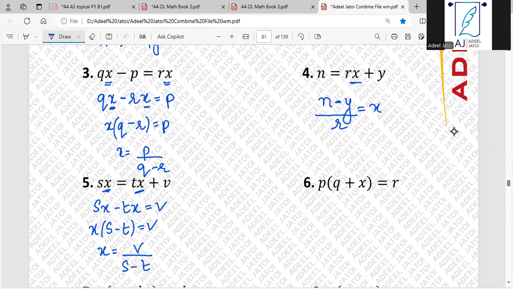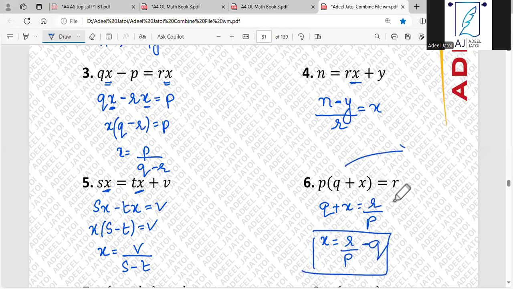In part 6, when we want to make x the subject, what can we do? We can see that x is inside the bracket, right? So p is being multiplied here. If p is being multiplied here, it will be divided on the other side. So q plus x is equal to r upon p. So to make x the subject, x is r upon p minus q. Or you can even have this in a single fraction. You can solve it in this way.